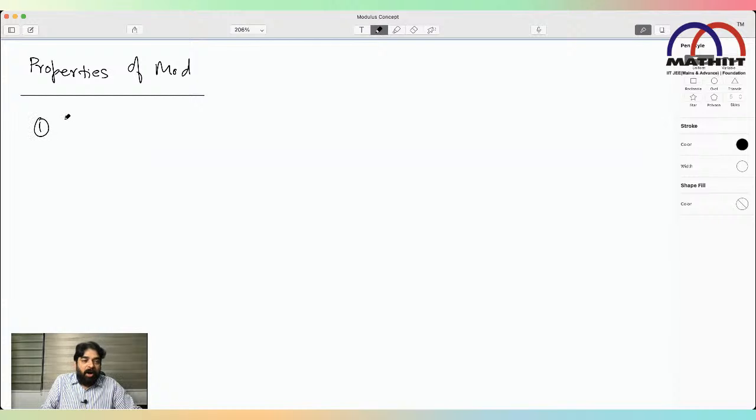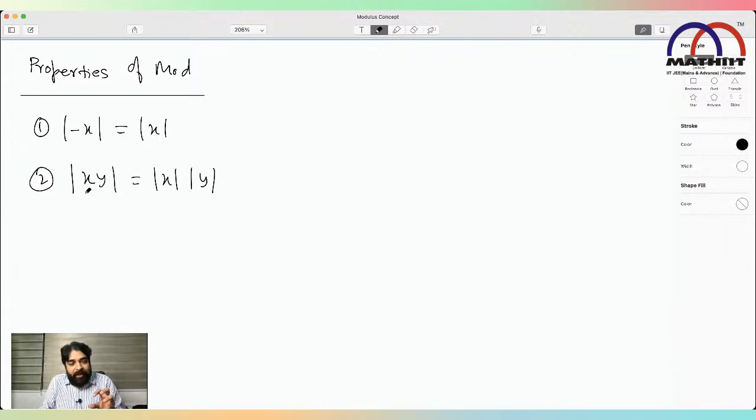First one, mod of minus x equal to mod x. I don't have to tell you, inside the mod, negative sign does not mean anything. That's why we can write this way. Second property will be this, mod of xy will always be equal to mod x into mod y. Magnitude of x into y is the same as magnitude of x into magnitude of y. And magnitude of x by y is also the same as magnitude of x by magnitude of y.